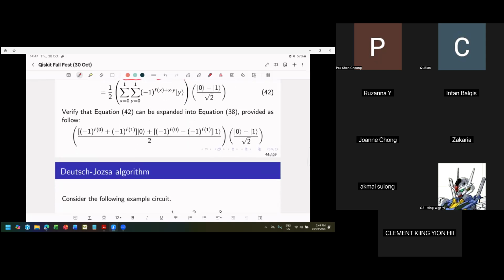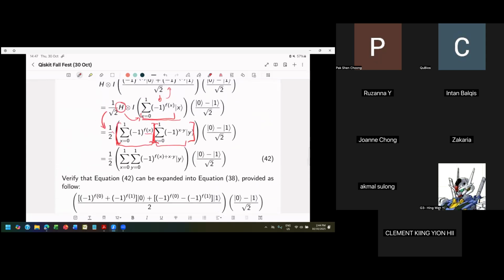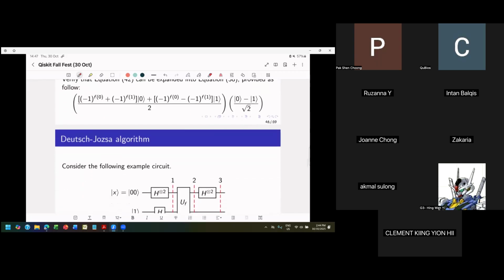So far we looked at the George algorithm. It tries to identify whether or not a function is a constant or a balanced function. And specifically speaking, what type of function? For the George algorithm, the function is trying to map a function with either 0 or 1 as input and then gives you either 0 or 1 as output.